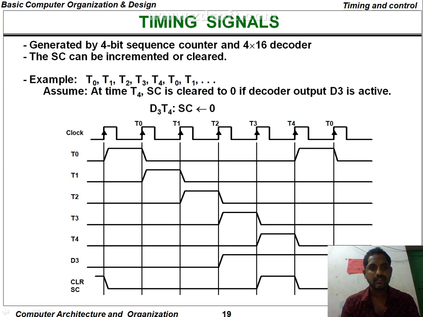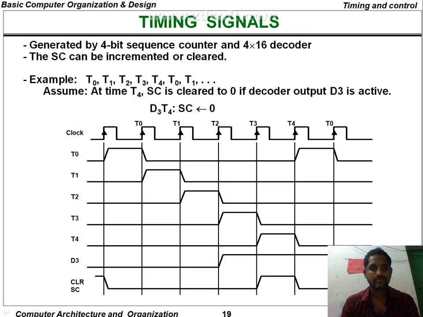Here, see, whenever T0 operation starts, when it is completed T0 and T1 are activated, then T1, T2 and T3, then T2, T3 and T4, then T3, T4 and T3. At T2, it is a clear instruction, T0 to T3.